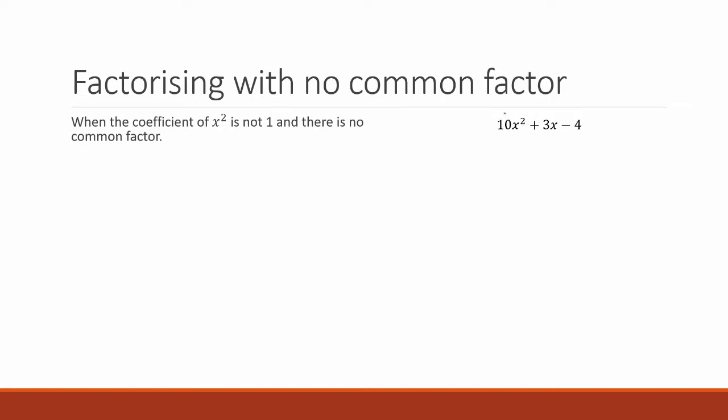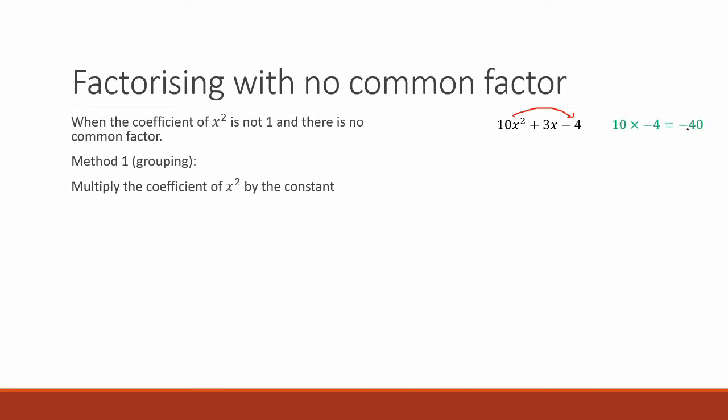But we've got to remember, this is the one thing that we forget a lot, is that step 1 we need to multiply A by C. Okay, so the grouping method, multiply the coefficient of x squared by the constant. So 10 times negative 4 is negative 40. So this is actually the value that I'm going to be looking for the factors of that will add to positive 3.